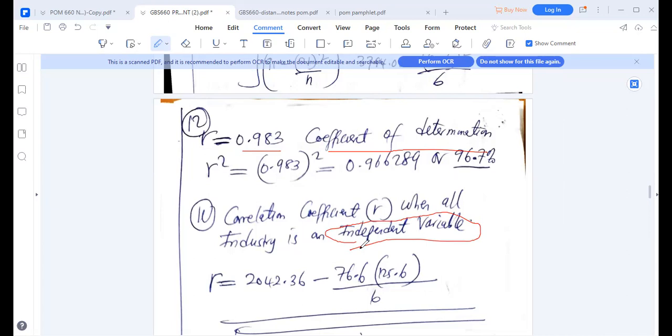So when the oil industry, the first one, we had oil industry as independent variable. Then the other one was time as an independent variable. So we have two different kinds of independent variables here. The first one was when time was the independent variable, and then the other one was when oil industry was an independent variable. Then we are to find the coefficient of determination.